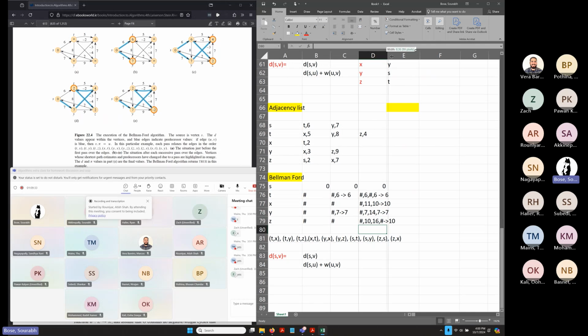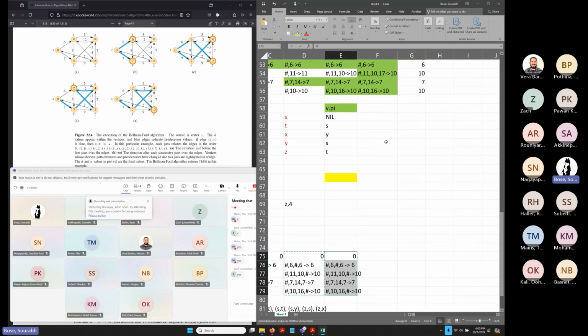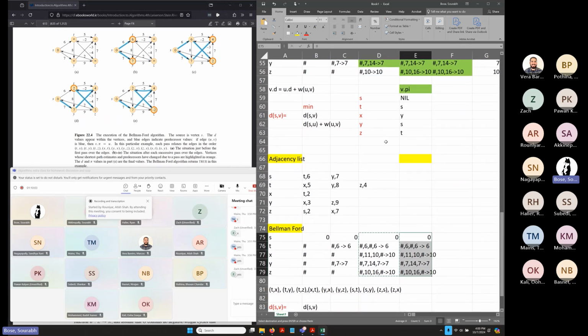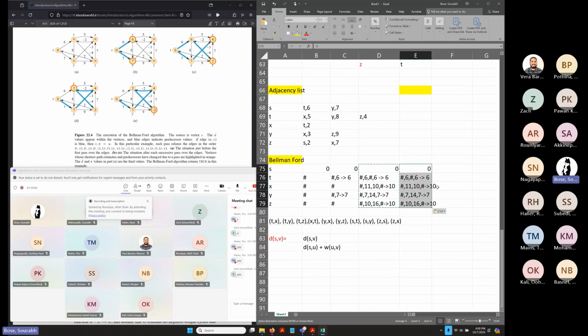ZS is done. Now ZX. X is currently 10. S to Z is currently infinity. ZX is 7. We are offering infinity. So it remains 10. So that is the current set of values that Bellman-Ford has. Ideally, this should be the last one. We already have the best numbers: 6, 10, 7, 10. Do you guys agree that if Bellman-Ford's answer, I know this is the third one, does not even change now, it will never again change, right?